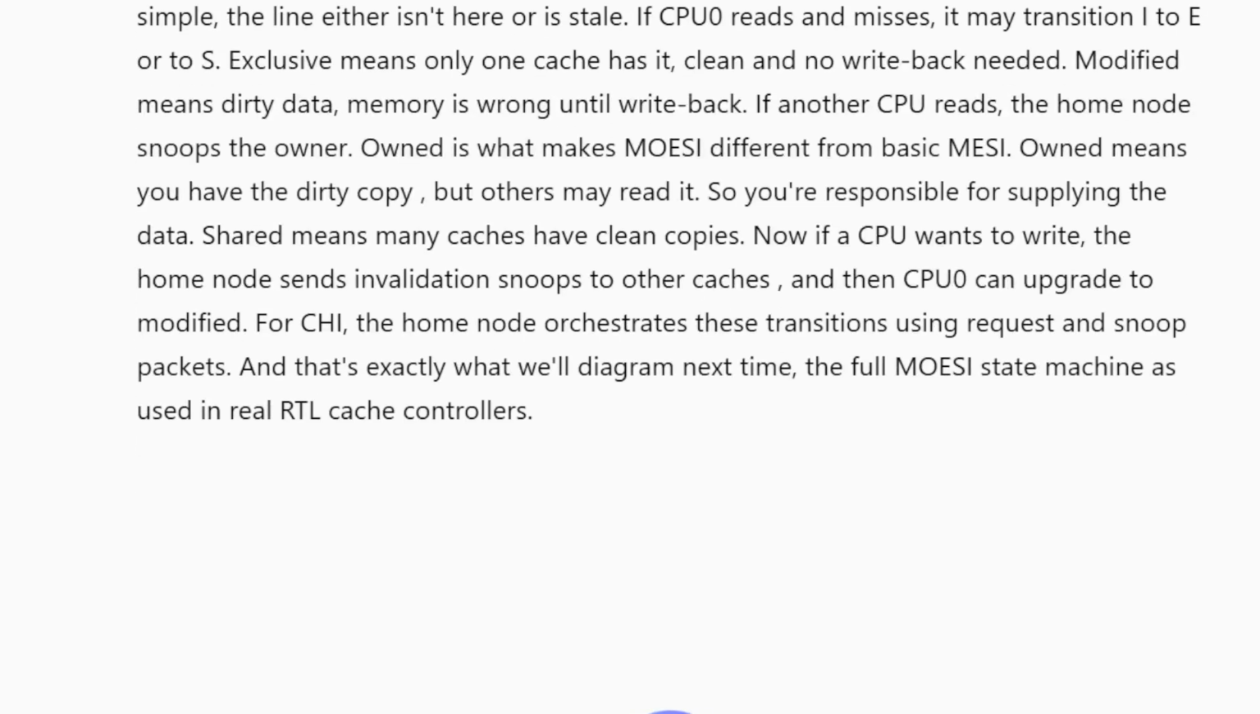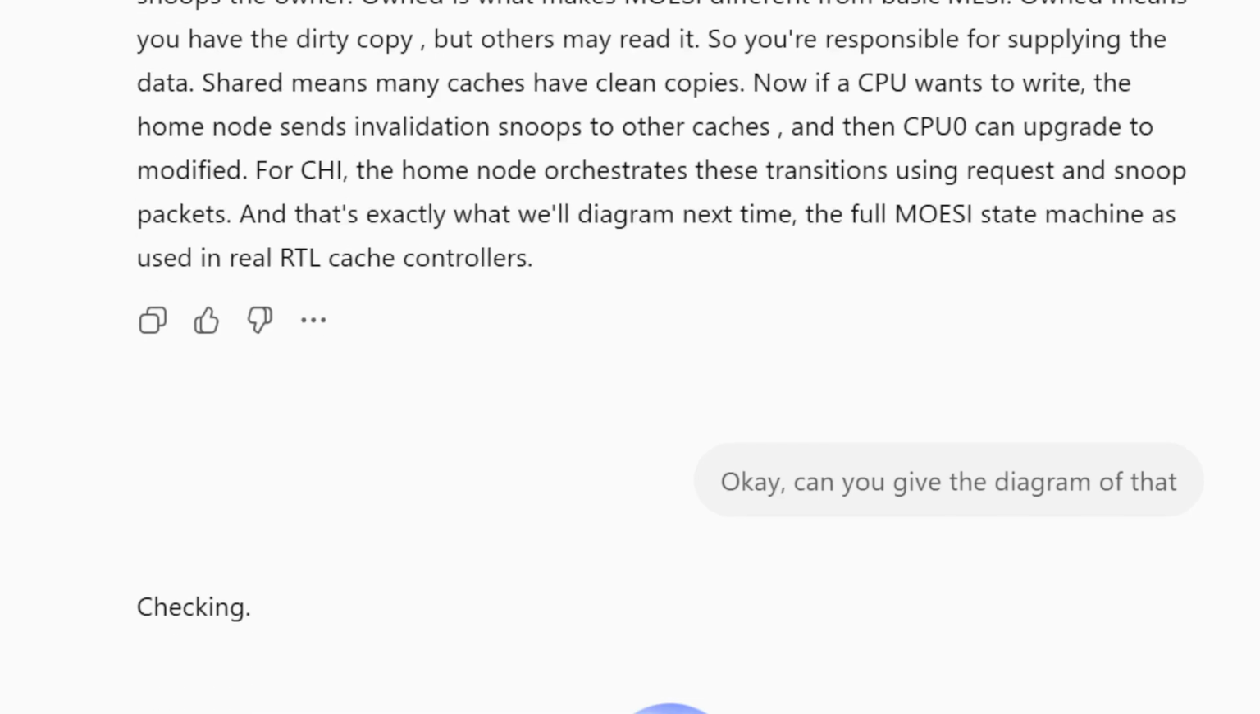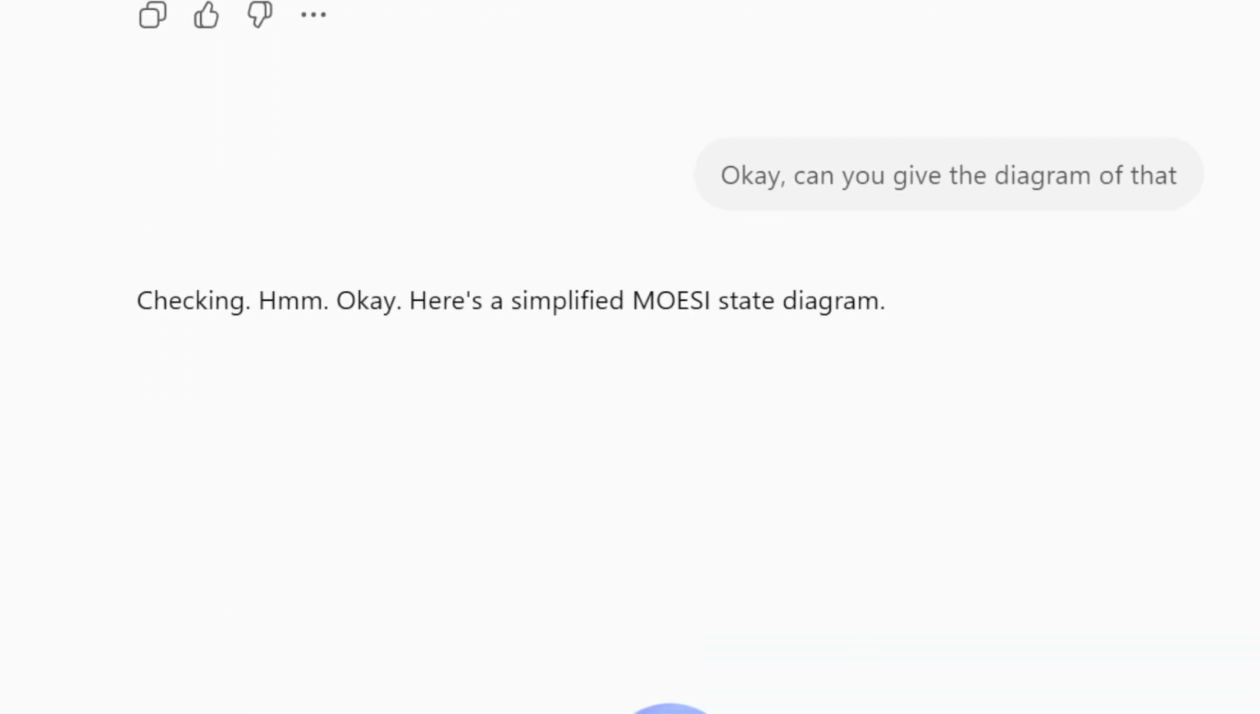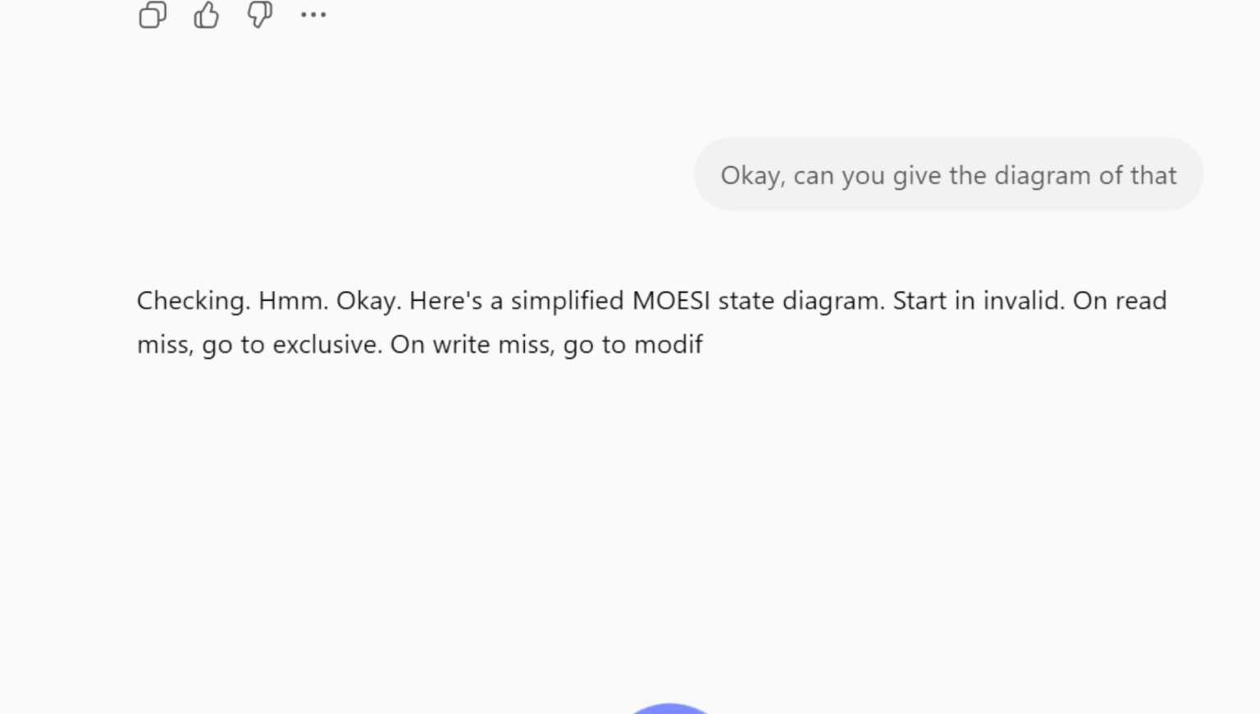Okay, can you give the diagram of the? Okay, here's a simplified MOESI state diagram. Start in invalid. On read miss, go to exclusive. On write miss, go to modified. Can you give it as an image?